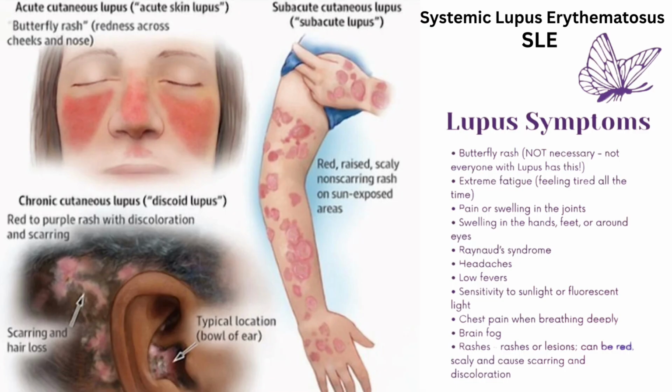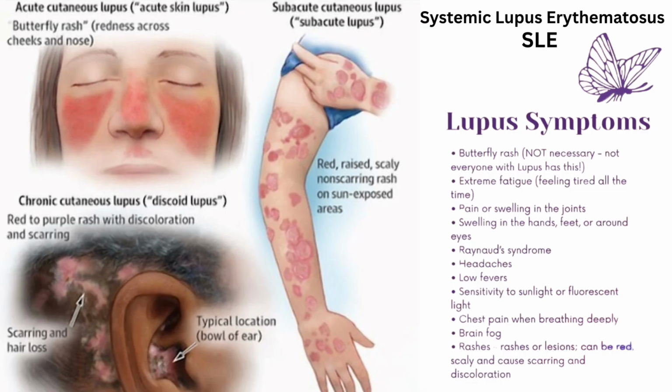Step 2, loss of B and T cell tolerance leading to autoantibodies. Normally, the immune system deletes or controls self-reactive lymphocytes. In SLE, this tolerance breaks down. B cells start producing anti-nuclear antibodies, ANA, and more specific antibodies like anti-double-stranded DNA and anti-Sm. T cells that should regulate immune responses are also dysfunctional.